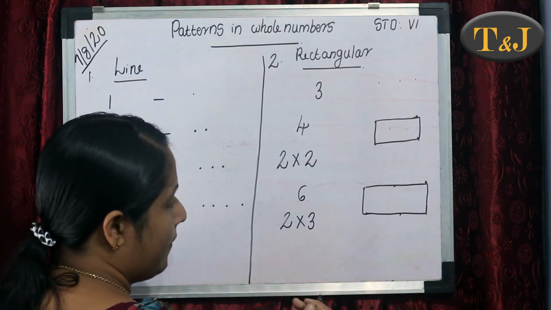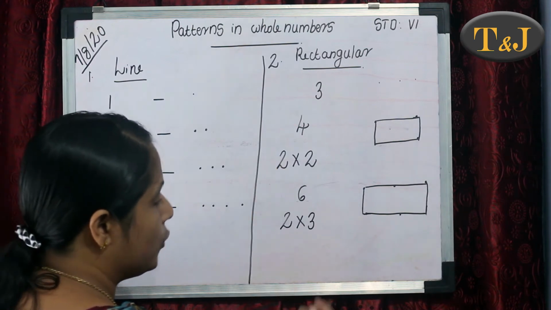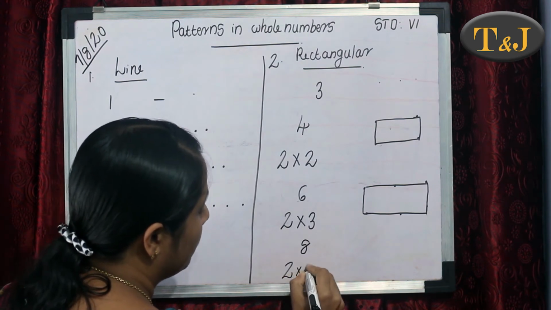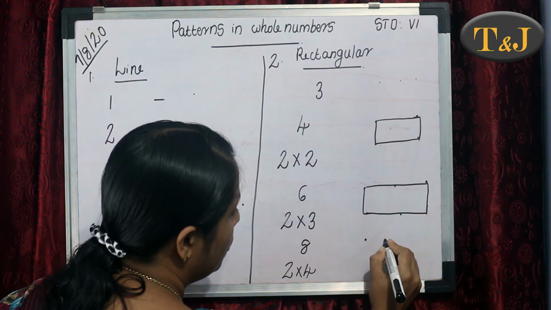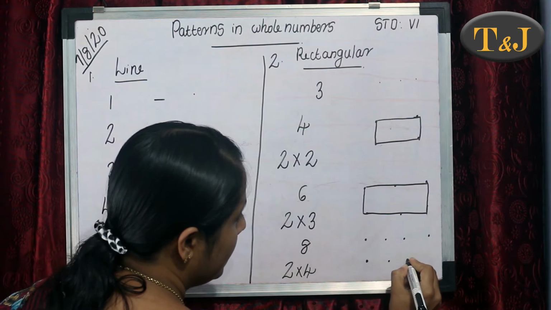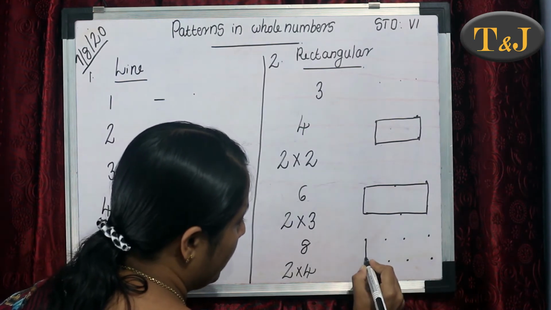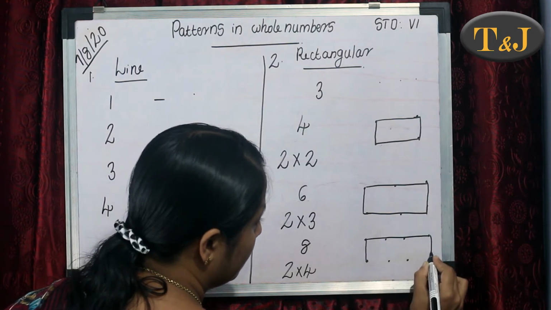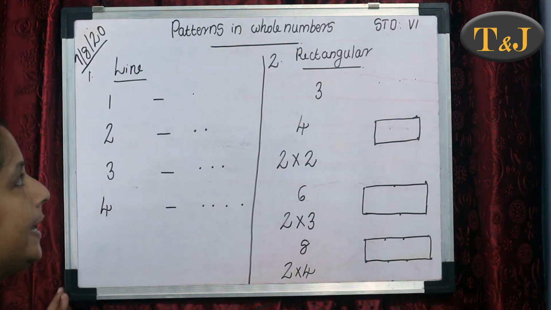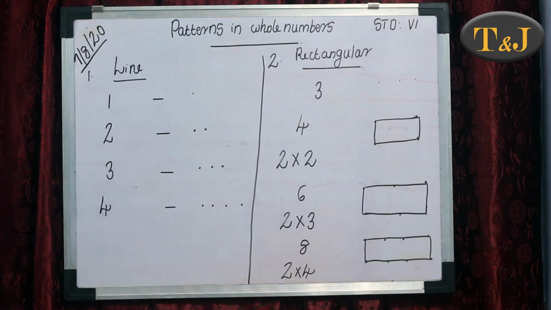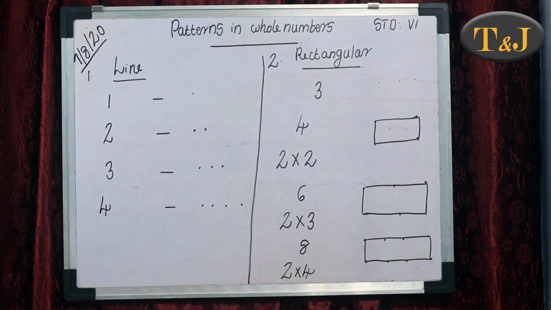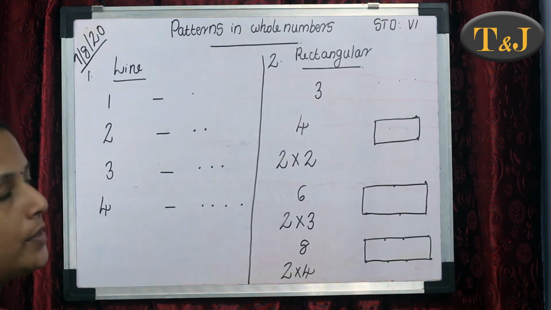Next, prime number 7 is not represented as a rectangular form. So, we take the number 8. 8 means 2 into 4. So, write 1, 2, 3, 4, 4 dots. Then next 5, 6, 7, 8. Joining all these dots, we get 8 as a rectangular form. So, every composite number can be represented as the elementary shape of rectangular form. Similarly, in the same way, every square number can be represented in rectangular form, also in square form.